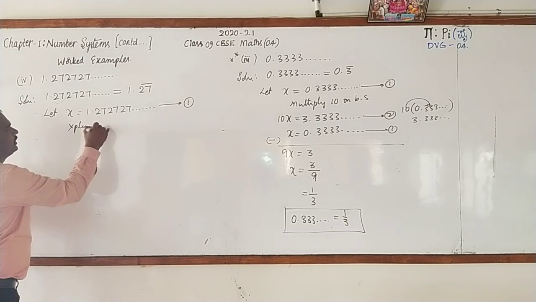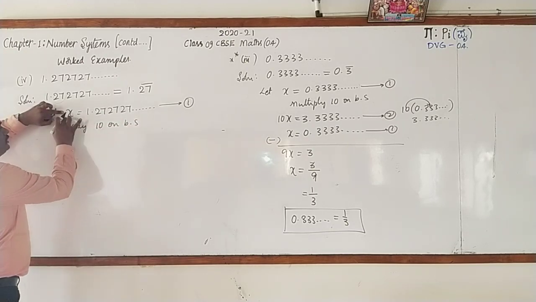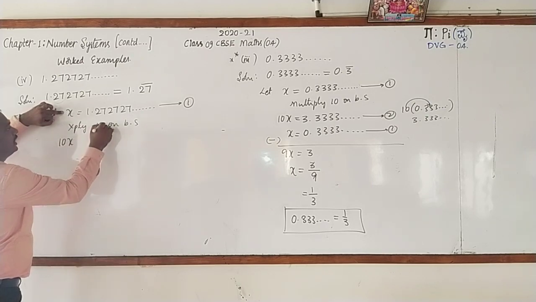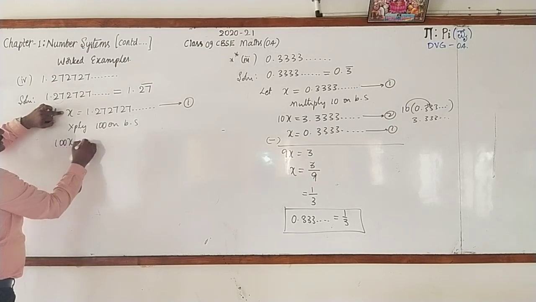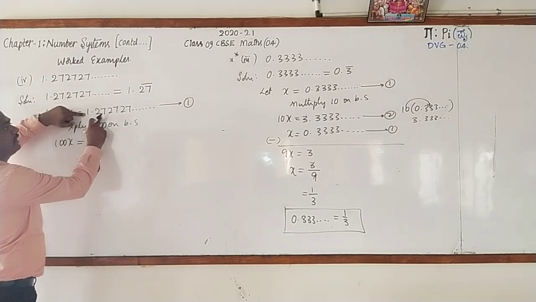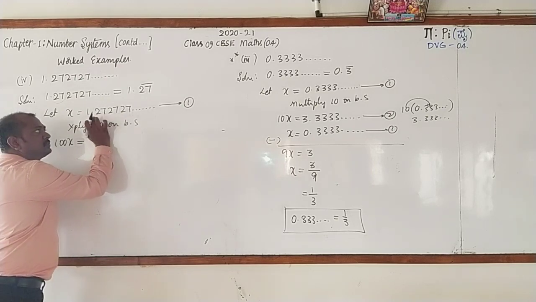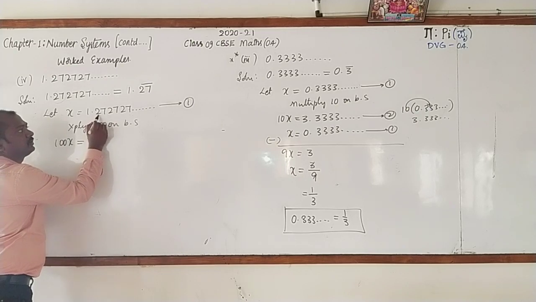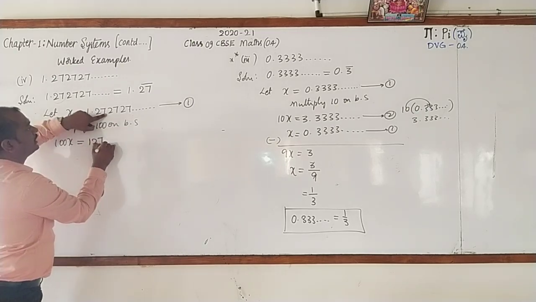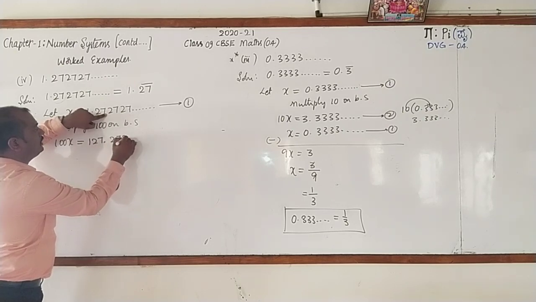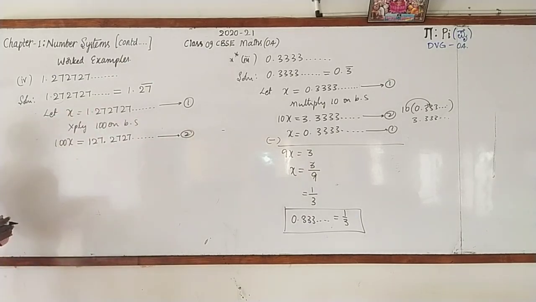Now multiply 100 on both the sides. So 100 into x, 100x, is equal to, multiply 100. If you multiply by 100, what did I say? You have to put the decimal after 2 digits. The 2 digits are 27. Now it will be 127 point, then the remaining 27, 27, 27 and so on. I call it equation 2.